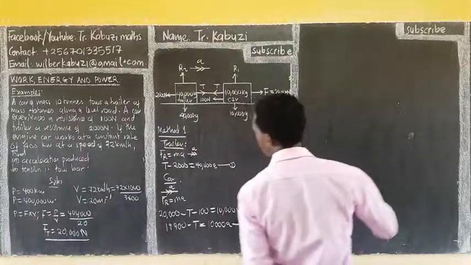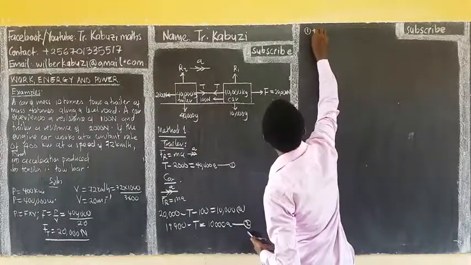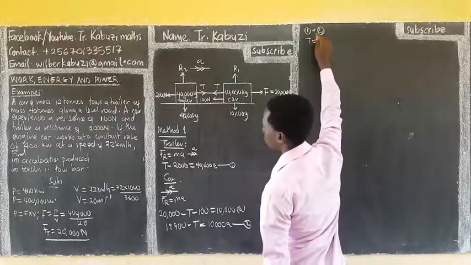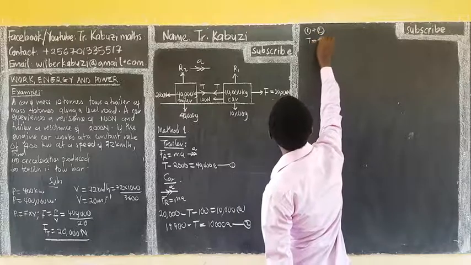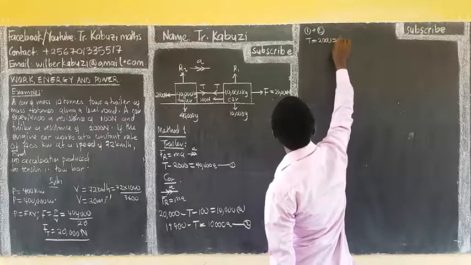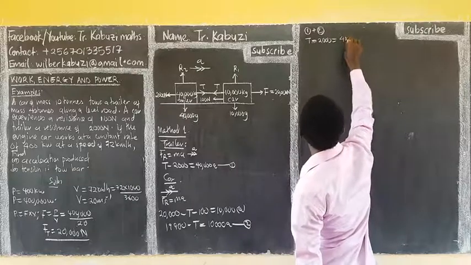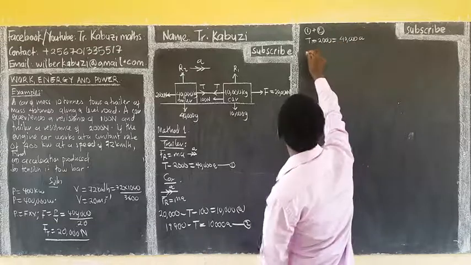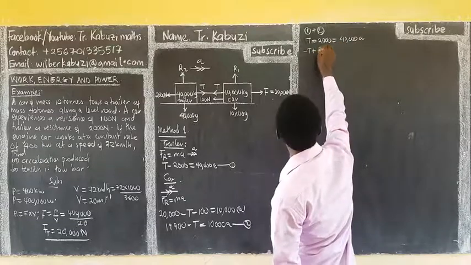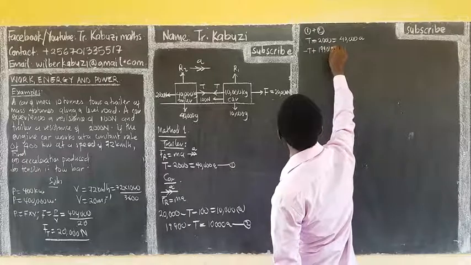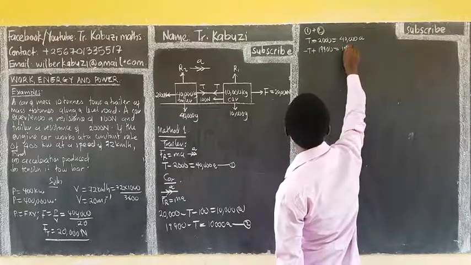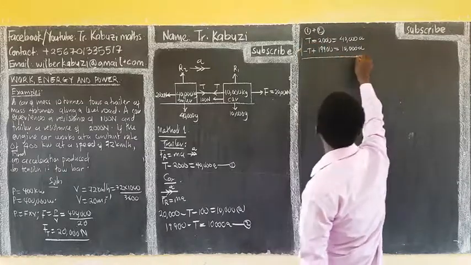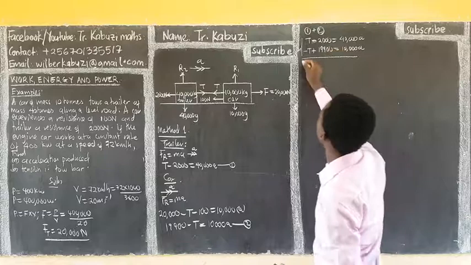So you say 1 plus 2. When we add, we have T minus 2,000 equaling 40,000 A. Then we come to this, allow me to start with the negative T, then plus 19,900 will be equaling 10,000 A. If we add these two, the T will go to 0.